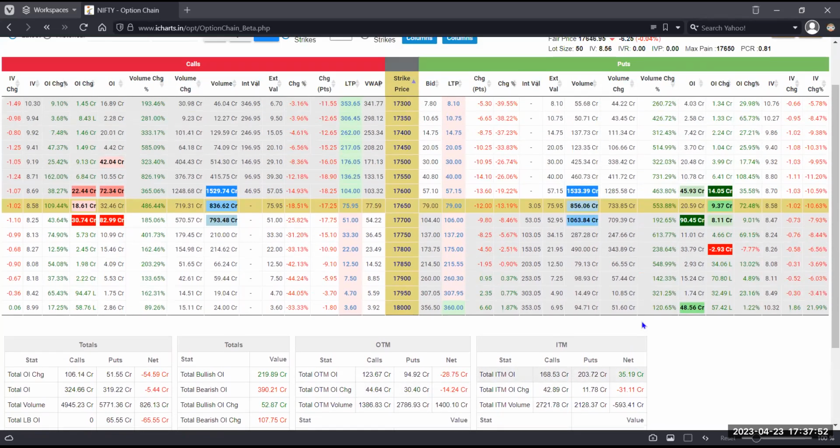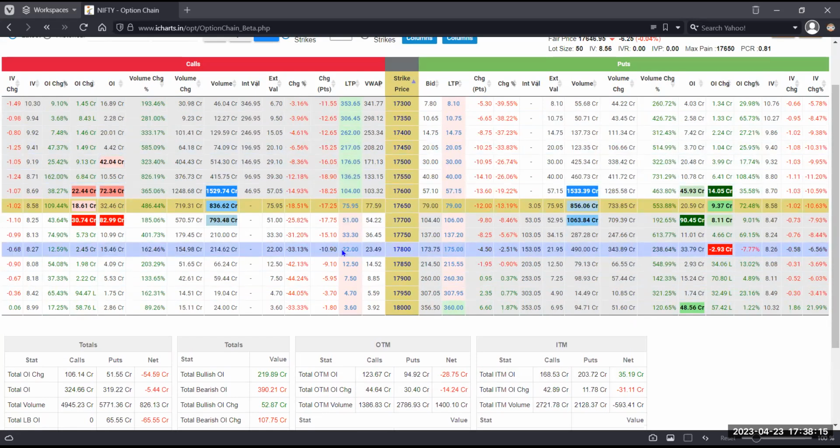Kanji, LTP color coding: one side is totally pink and one side is green and pink. This is above and below VWAP. If this is above VWAP, then it is light green, and you can compare with this, you will know. And if this is below VWAP, then it is going to be red. So that is what this color means.